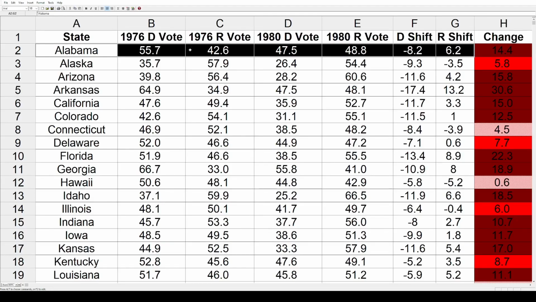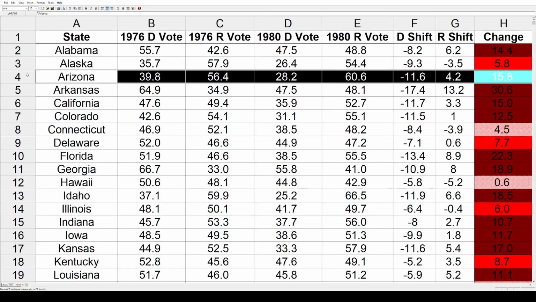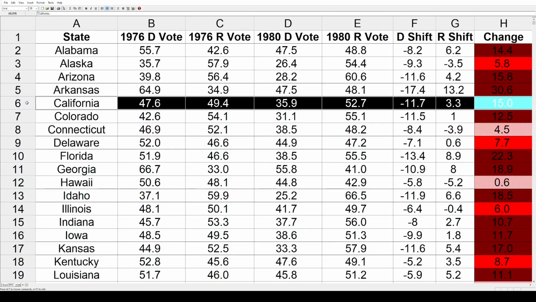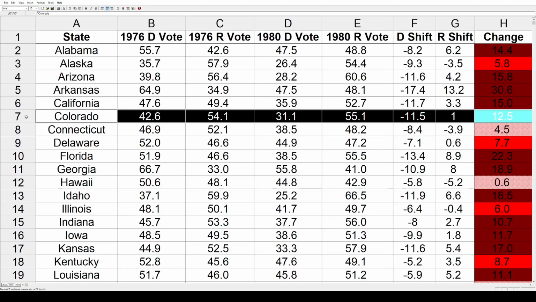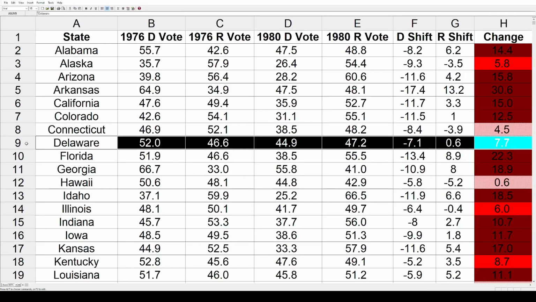So now we know how it works, and we could quickly go through the rest of these states. The next state is Alaska, and that had another shift toward the Republicans, but by a less dramatic 5.8%. Arizona had a big rightward shift of 15.8%. Arkansas had an even more dramatic rightward shift of a whopping 30.6%. California, that was Ronald Reagan's home state in 1980, and that went an even 15% toward the GOP. Colorado, 12.5% toward the GOP. Connecticut, a lesser 4.5% toward the GOP. Delaware had a modest 7.7% toward the Republicans.